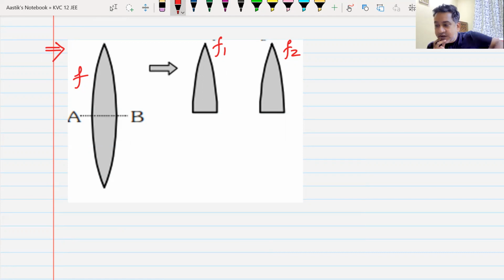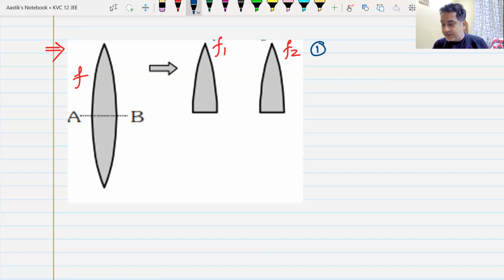Yes. What happens if I cut the lens like this? What can you say about the focal lengths f1 and f2? Does it become half of the original length? It becomes twice of the original length. It has got no relation. It remains same. What? So these are the things that you must remember because they can come as a multiple choice question.